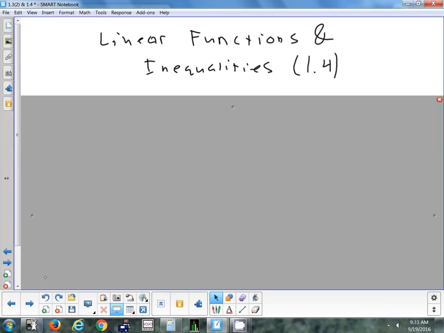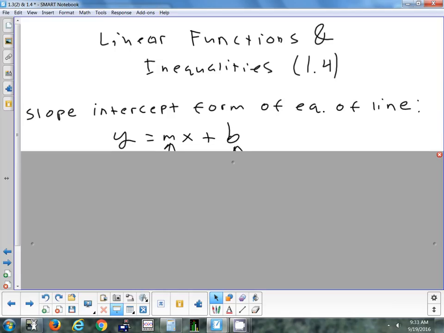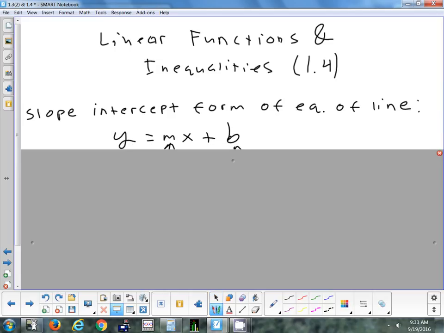All right, so last thing we're going to look at is basics on lines, linear functions. And we'll do a little bit of graphing when we do our last problem, which is a linear inequality. So y equals mx plus b. That's called the slope-intercept form of a line. If you already know that, you don't need to write it down. If you don't, I would.